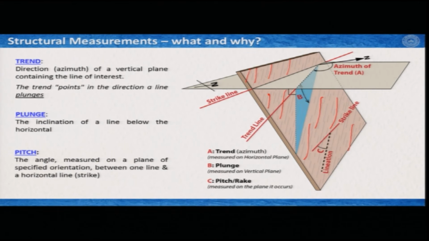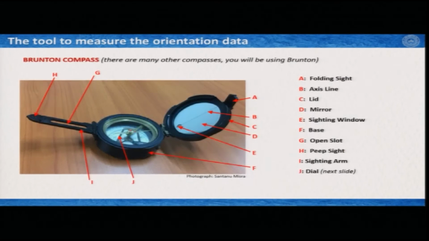Now, from this image we can also realize that trend is azimuth, that is, you measure it on the horizontal plane, plunge is inclination that you measure on the vertical plane, and pitch or rake you measure on the inclined plane itself. We will learn more about it later.